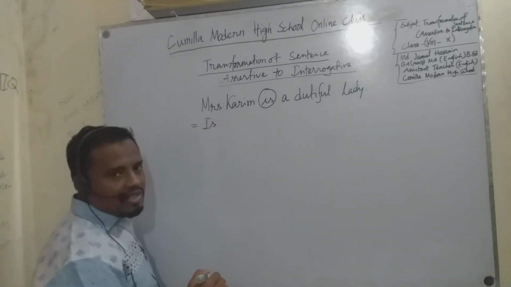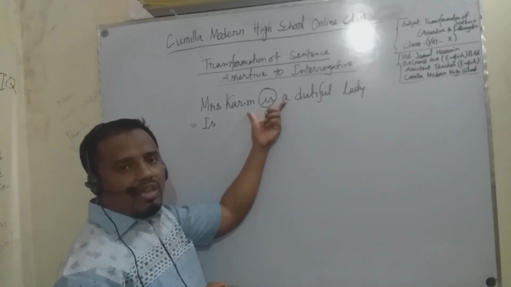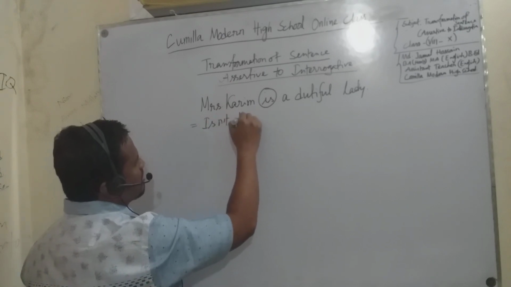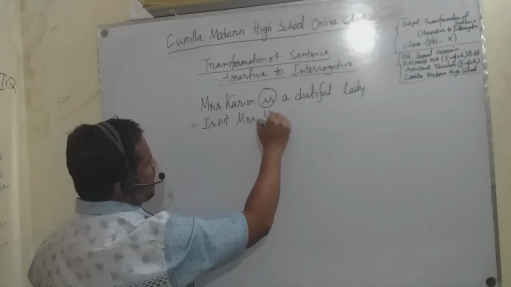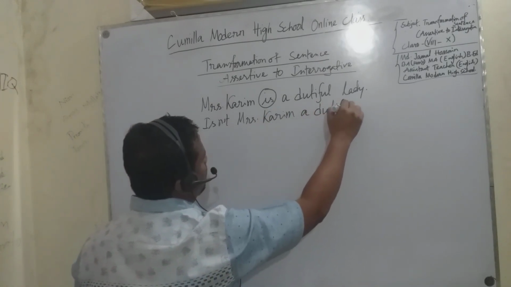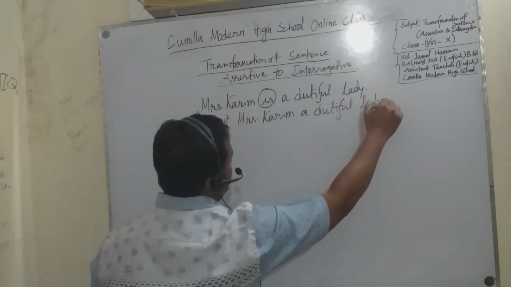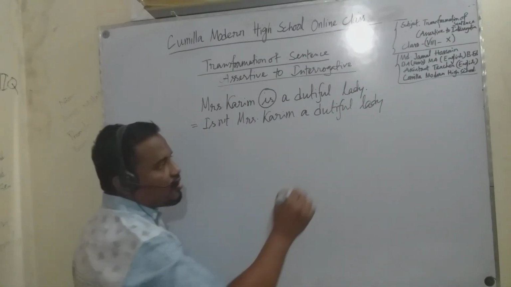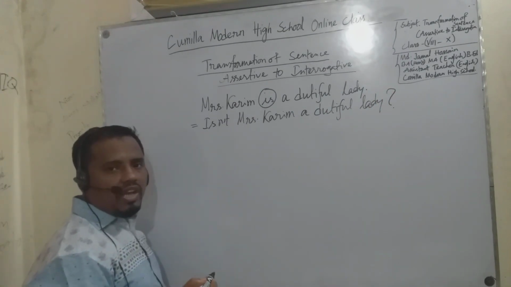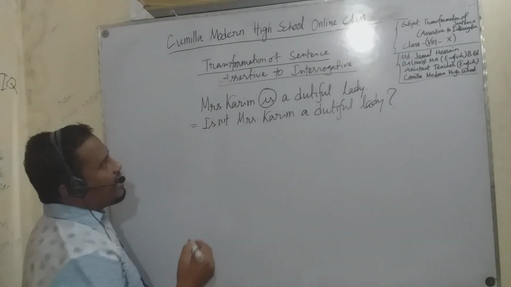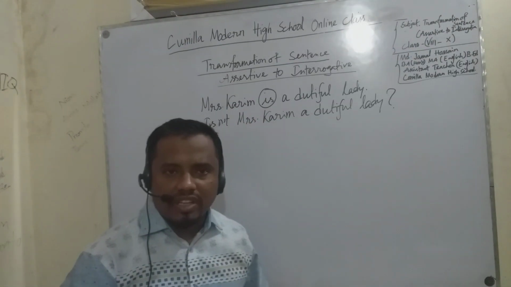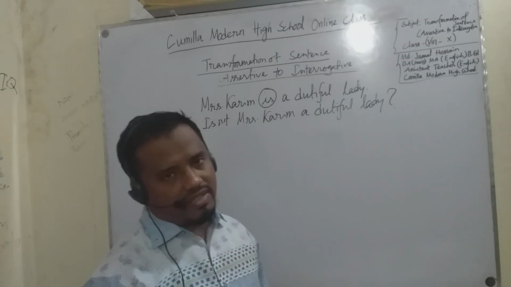We put the be verb at the beginning of the sentence. If the sentence is affirmative, we have to make it negative. Isn't, you can write it, Isn't Mrs. Karim a dutiful lady? And at the end of the sentence, we have to use a sign of interrogation. Or you can change it another way. Is Mrs. Karim not a dutiful lady? It will also be a correct sentence.